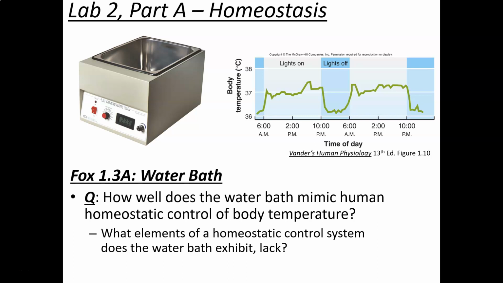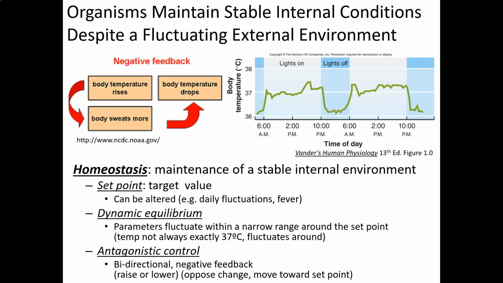And when that temperature increases, the water bath has no mechanism, because it's only got a heater, to lower the temperature. I mean, it's going to dissipate to the environment, but it's designed to be fairly well insulated, so it has no mechanism to actively bring the temperature back down. And so the water bath is not a good example of homeostasis because it only goes in one direction. And the key term of that is called antagonistic control.